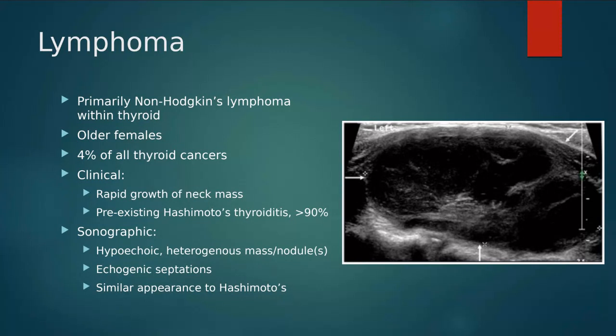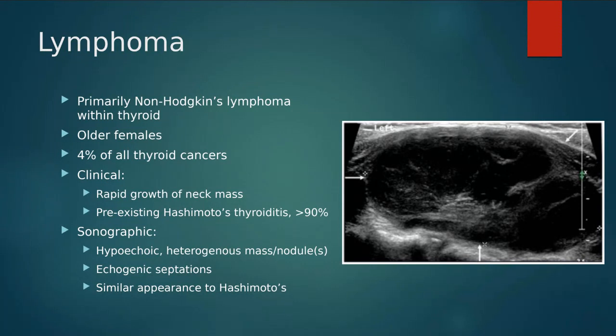It's going to account for 4% of all thyroid cancers. So again, very rare to see lymphoma in the thyroid. Lymphoma is going to be something that affects the lymphatics of kind of our entire body, but it can spread into organ tissue. So this is what we're talking about, if it spreads into the thyroid tissue.